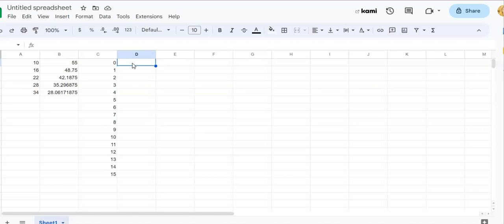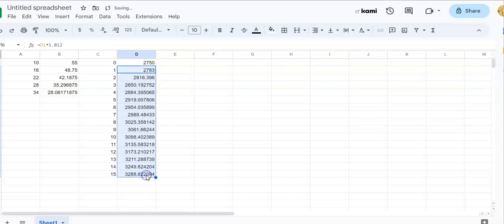And then I need starting 2750 and then equals, click, shift 8 for times. That one, times 1.012, hit enter, click, drag it all the way down. And then after 15 years, so here's our 15th year, we're talking people, so let's just round to the nearest whole number. So 3289 people.